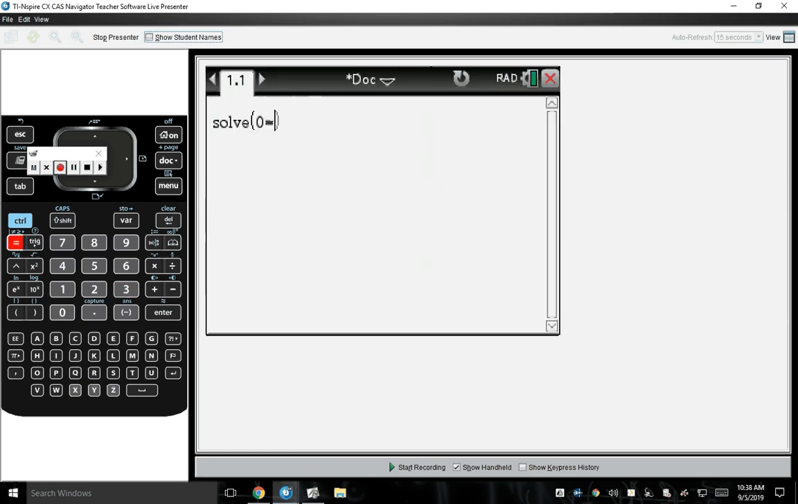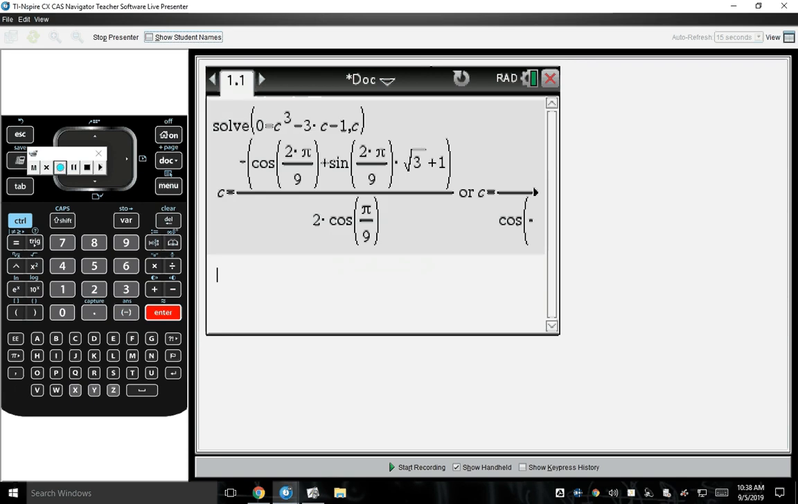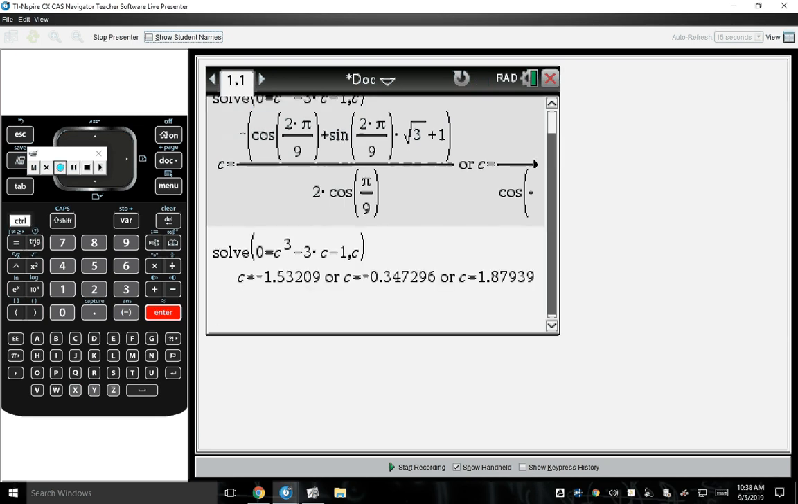Solve when 0 is equal to, Adam, what was it? X cubed minus 3x minus 1. Okay, so I put C. I went ahead and put C because you can put any variable. And I wanted to solve for C. So I'm going to do comma C. There's my answers in fraction form, but we need to get in the habit of always doing control enter for decimal answers.